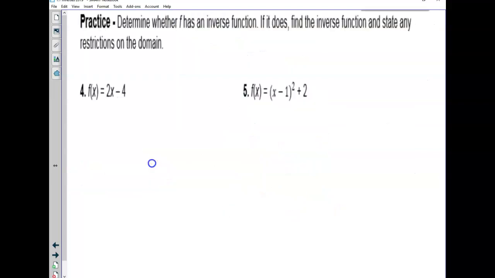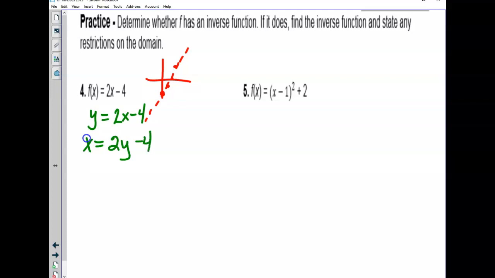So let's try number 4. Would this pass the horizontal line test? It would cross down at -4 and be going up 2 and over 1, right? There's the original function. All right, so how do we write the inverse? Well, first we write that as a y, but then what do we do with the x and the y? So this becomes x equals 2y minus 4.